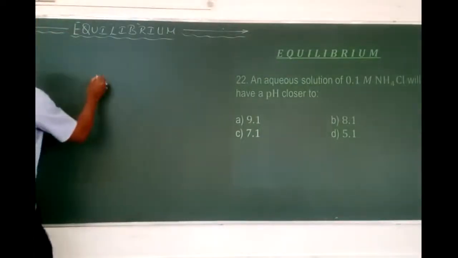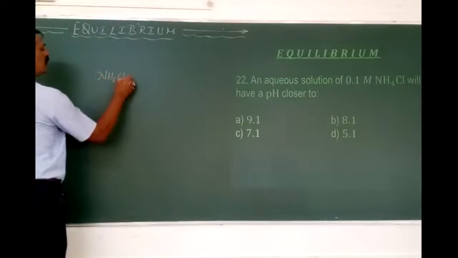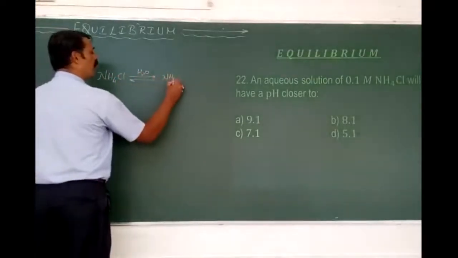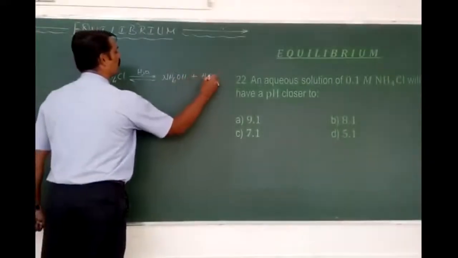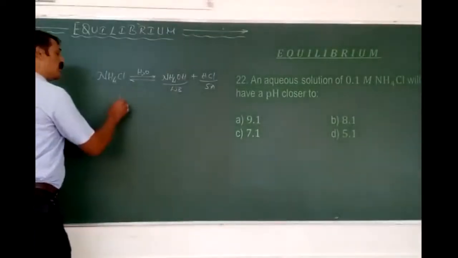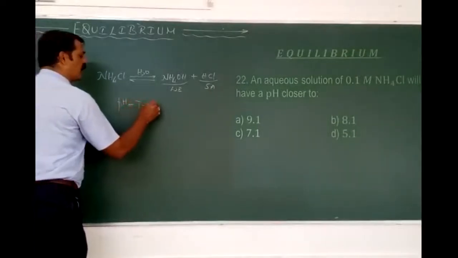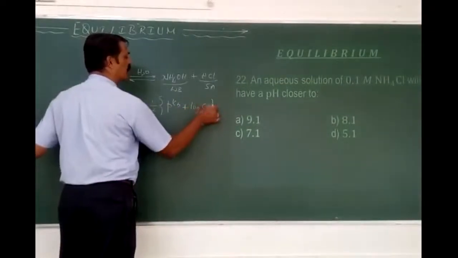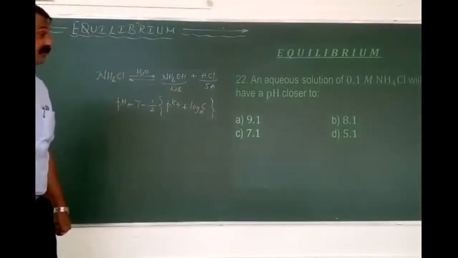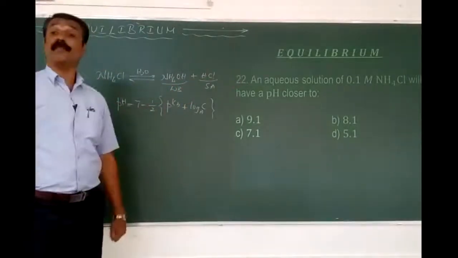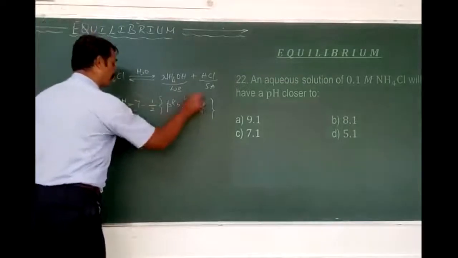Here, when ammonium chloride gets hydrolyzed, we are getting ammonium hydroxide plus HCl. This is a strong acid and this is a weak base. According to the general concept, pH is equal to 7 minus half of pKb plus log base 10 of the concentration. But here, only the concentration of ammonium chloride is given, not the value of Kb or pKb. Therefore, we can't apply this.